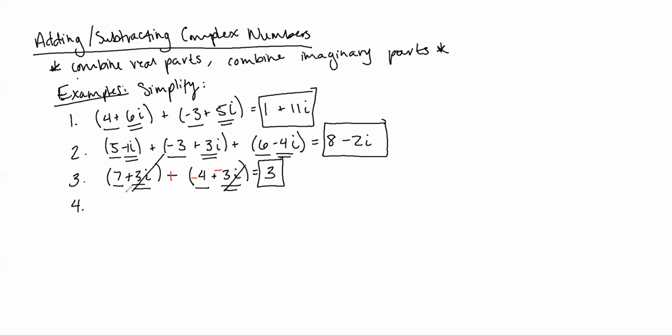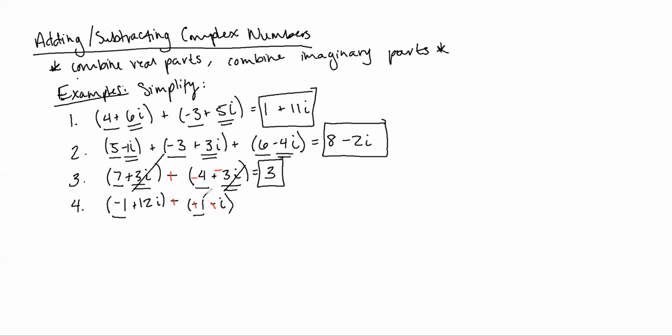Last one before we try multiplying. If we have -1 plus 12i minus -1 minus i. Now again, it's subtraction, so I'm going to change it to adding the opposite. And now let's combine. So we have -1 plus 1.